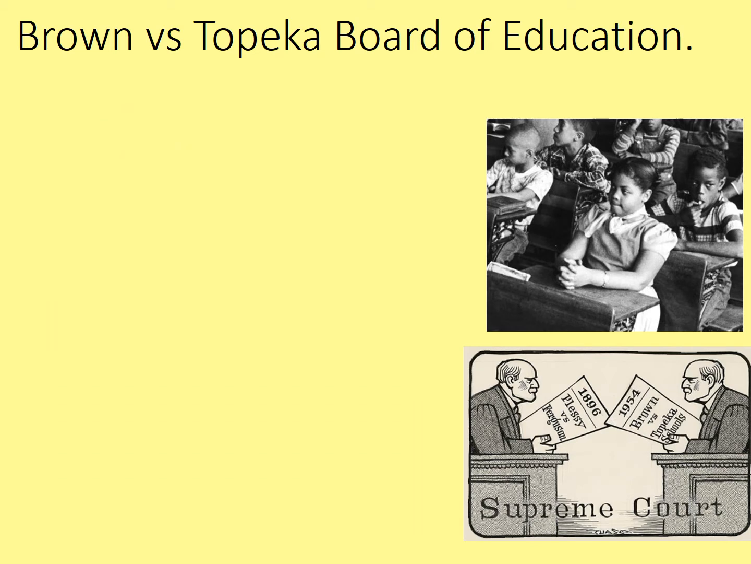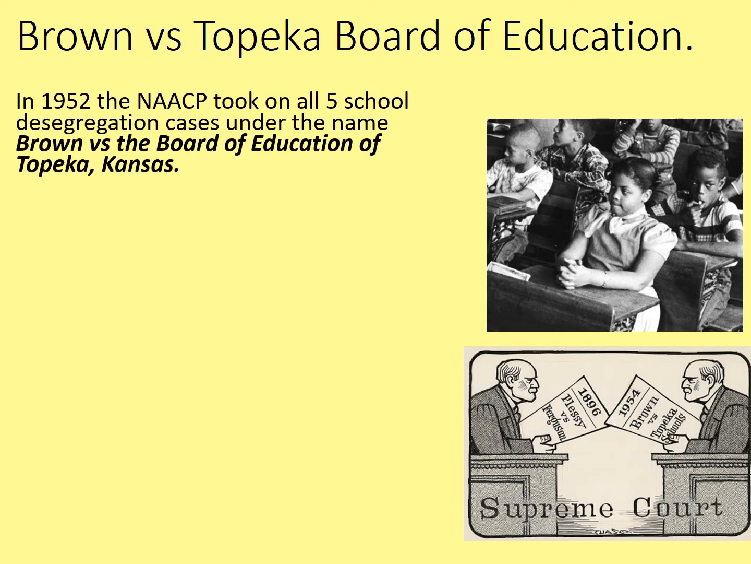Well, in this main case, the Brown versus Topeka Board of Education Supreme Court case, the status of black schools in the South was challenged, and the argument was made that segregation was against the Constitution. In 1952, the NAACP took on all 5 of the school desegregation cases under the name of Brown versus the Board of Education of Topeka, Kansas.